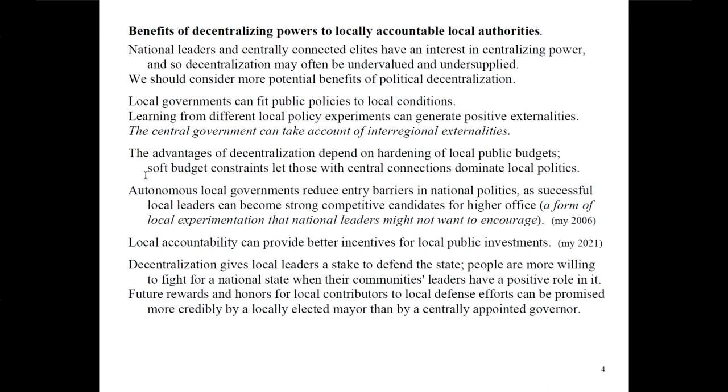On the other hand, one could argue, and this is not an argument for decentralizing everything, that the central government in particular can take account of interregional externalities, and that's one of the reasons for centralizing power. What I want to say about the classical theory is that we should also recognize that in every part of this, and any other theory I can think of, the advantages of decentralization always depend on hardening of local budget constraints. Soft budget constraints that are subject to renegotiation in the central national politics let those who have good connections in central government dominate local politics.